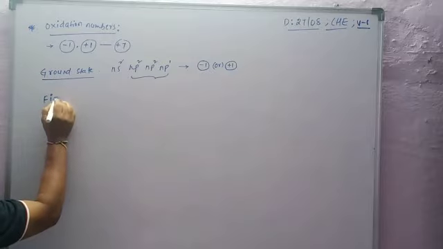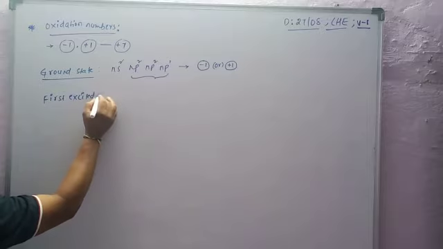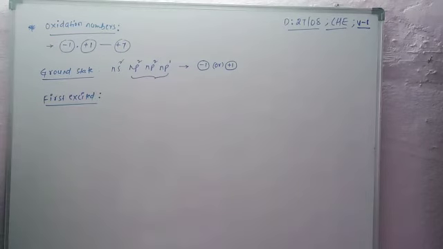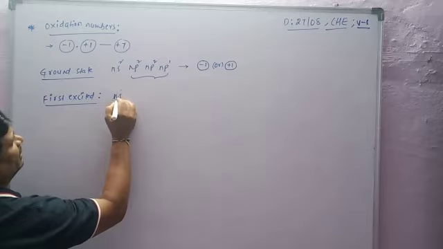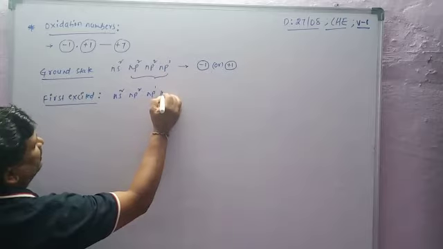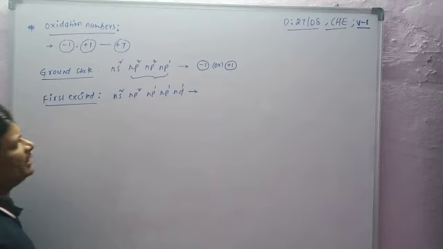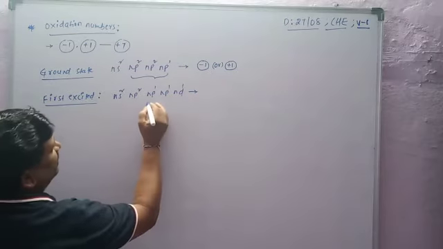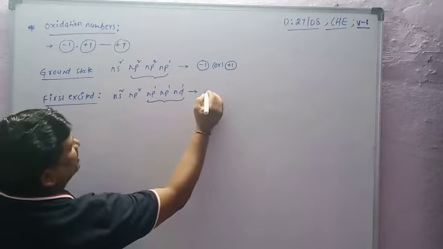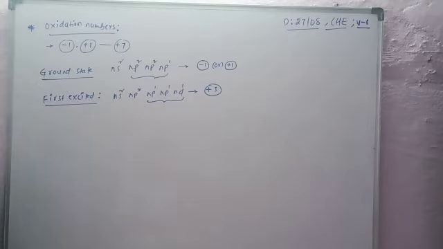What is the first excited state? An electron transitions from p to d. So now ns2 np2 np1 np1 nd1. There are 3 unpaired electrons, so the oxidation number is +3.